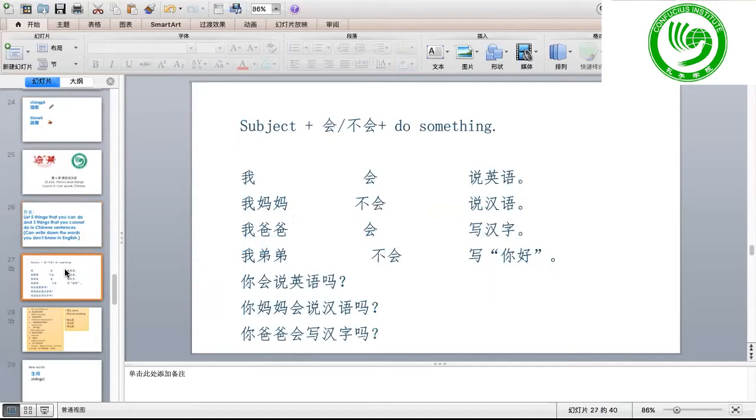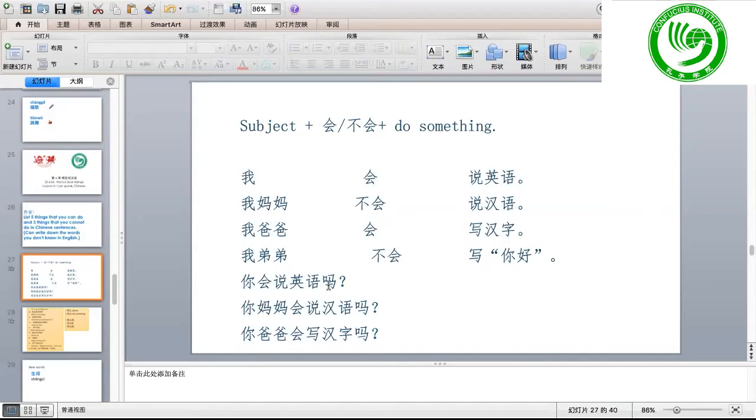Okay, now let us review what we've learned last time. Last time we've learned a grammar. Subject plus 会 or 不会 plus do something. For example, 我会说英语。我妈妈不会说汉语。我爸爸会写汉字。我弟弟不会写你好。Then how to ask?